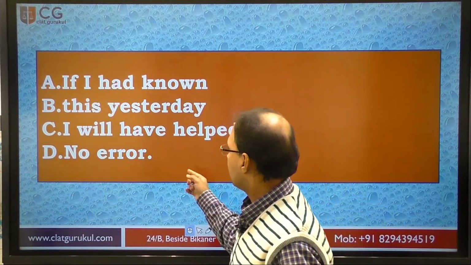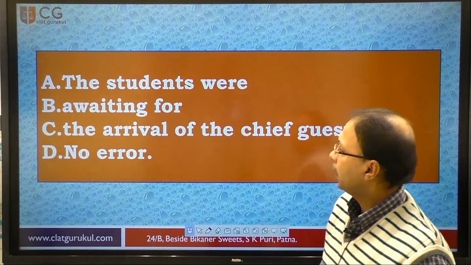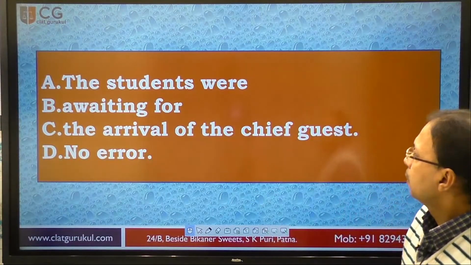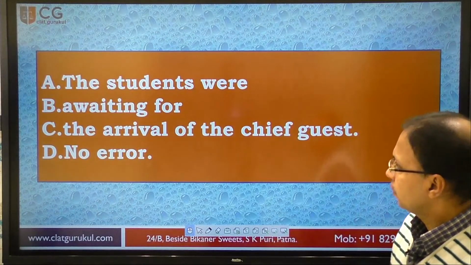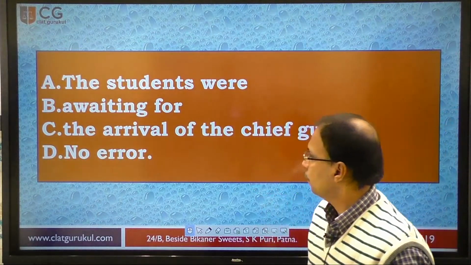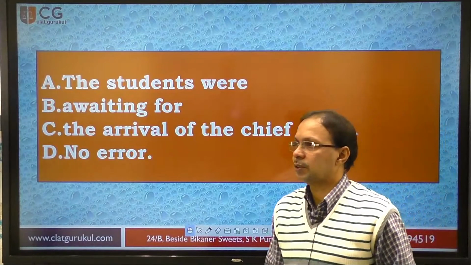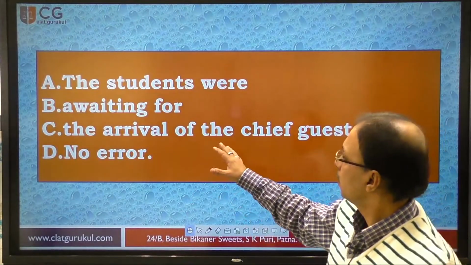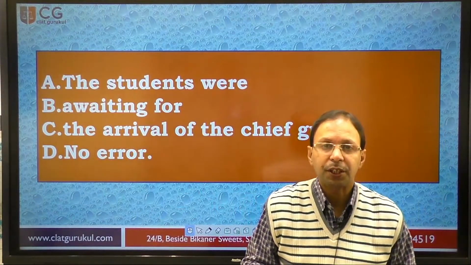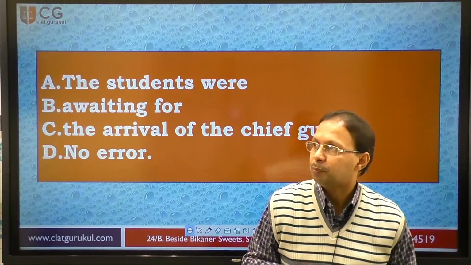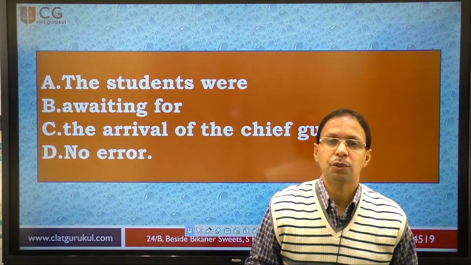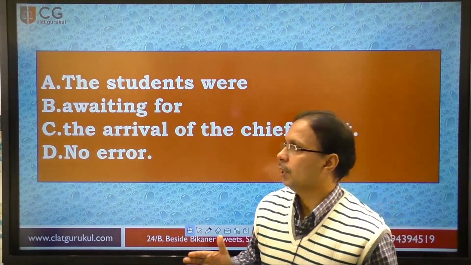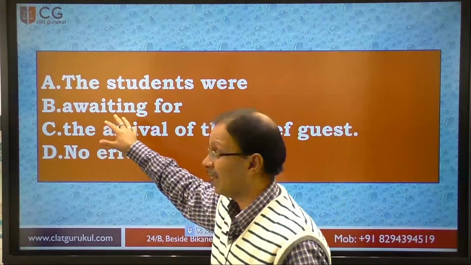Now, next question. The students were awaiting for the arrival of the chief guest. Now, what is it all about? Awaiting for. If you are using the word awaiting, it should not be followed by any preposition. Rather, you should use waiting for. You cannot use awaiting for. That's why in part B, it is an error.